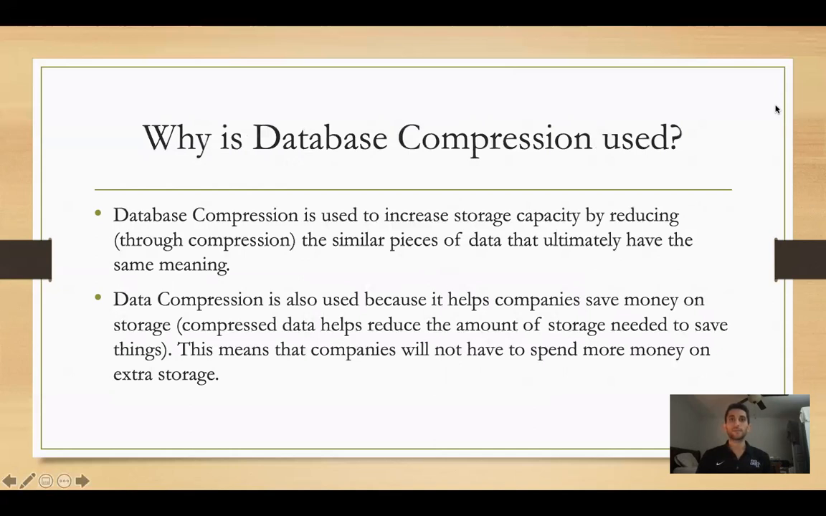So why is database compression used? Database compression is used to increase storage capacity by reducing the similar pieces of data that ultimately have the same meaning. So basically, it either gets rid of redundancies, removes them, deletes them, or finds ways to store them that help the database save memory. Companies can save a lot of money by not having to buy more storage for the database.